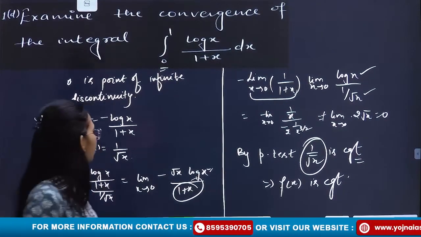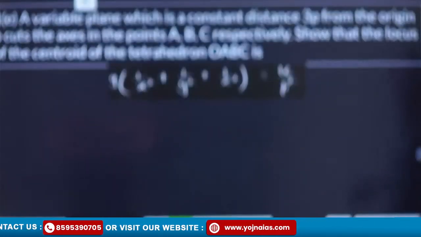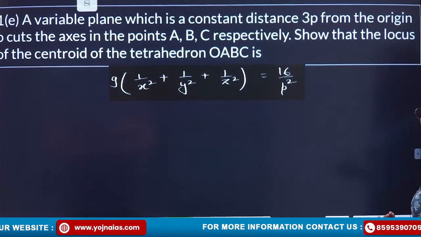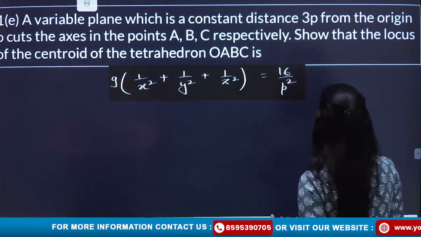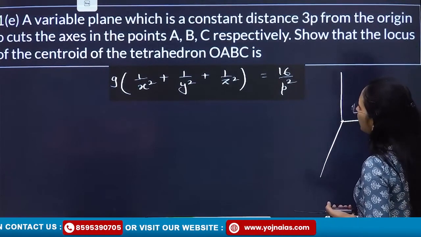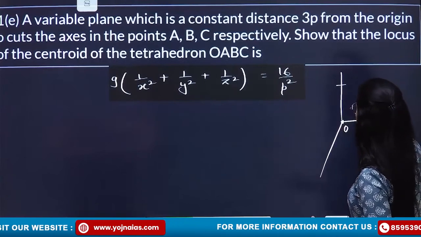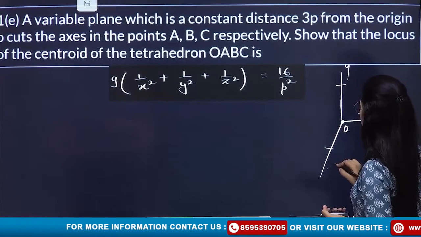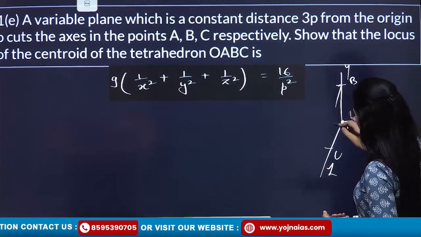Next question. A variable plane at a constant distance from the origin O cuts the axes at the points A, B, C. So in three dimensions, say this is X, Y, this is Z, then the plane would look like this.